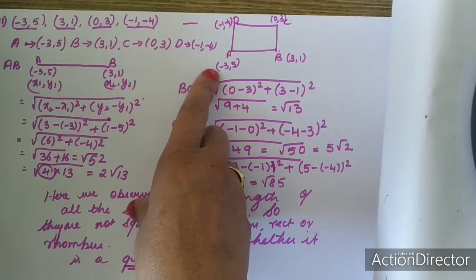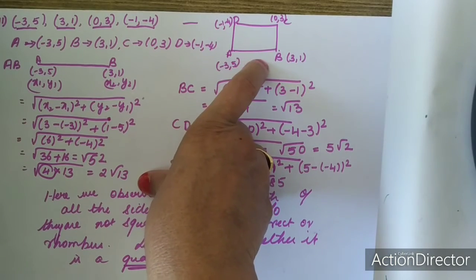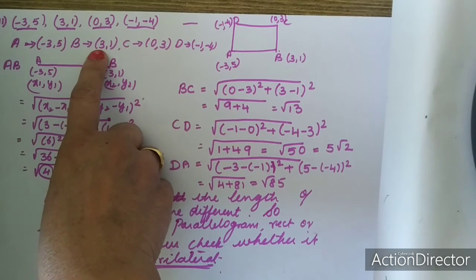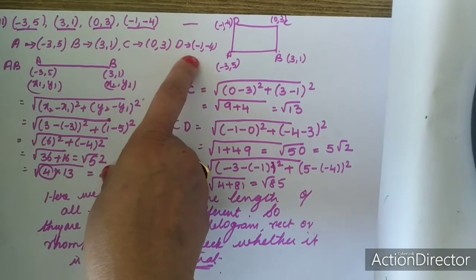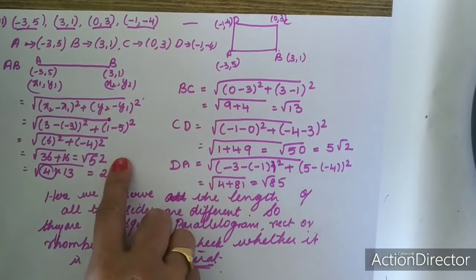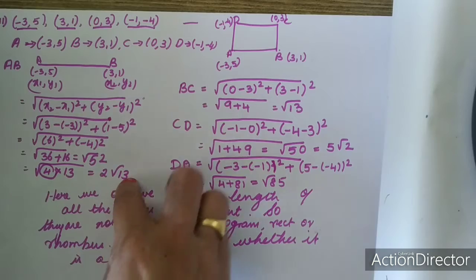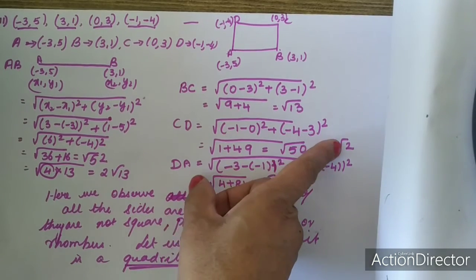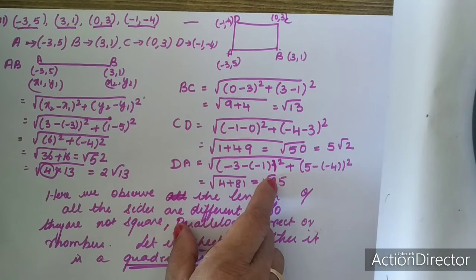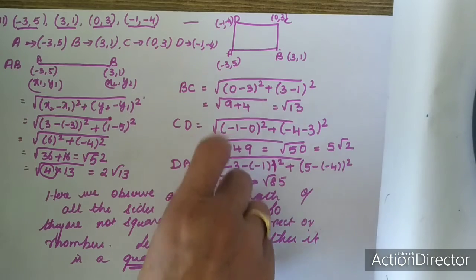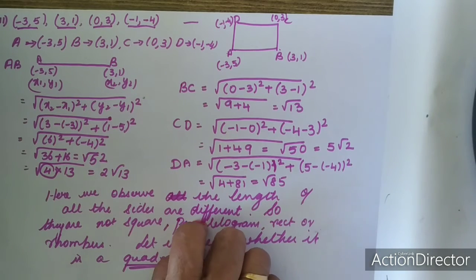Now coming to the second sum, I have calculated the values already for you. This is the figure. A is -3, 5, B is 3, 1, C is 0, 3 and D is -1, -4. First I calculated AB. AB I got the answer as 2 root 13. BC I got as root 13. CD I got as 5 root 2 and DA I got as root 85. Here you are able to observe that no sides are equal. Therefore, we can say it is neither a square, nor a rectangle, nor a parallelogram, nor a rhombus.